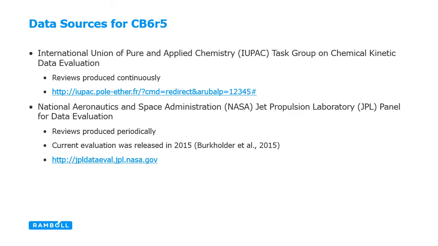The primary data sources we used in performing this update to CB6 were the reviews produced by the International Union of Pure and Applied Chemistry's Task Group on Chemical Kinetic Data Evaluation, and the reviews by NASA's Jet Propulsion Laboratory Panel for Data Evaluation. These panels continuously review new scientific literature and provide recommendations for many, but not all, chemical reactions. CB6 mechanisms in the past have generally relied more on the recommendations from the IUPAC panel than those from the JPL panel, and this remains the case for the CB6R5 updates. However, we consult both recommendations and use the JPL recommendations where it's found to be appropriate.